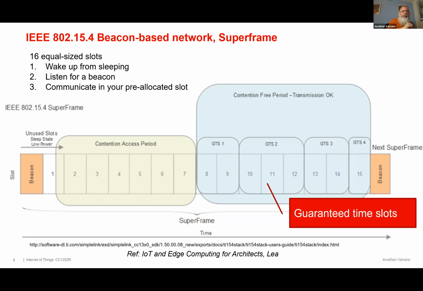And if you want to transmit, you wake up, listen for a beacon, and if you have a pre-allocated slot, then you count a certain number of time slots after the beacon. Let's say you get guaranteed time slot 2, and then you can send your packet in slots 10, 11, and 12, relative to the beacon. The whole point is, if you have control over the space, you can use this beacon approach to prevent collisions.